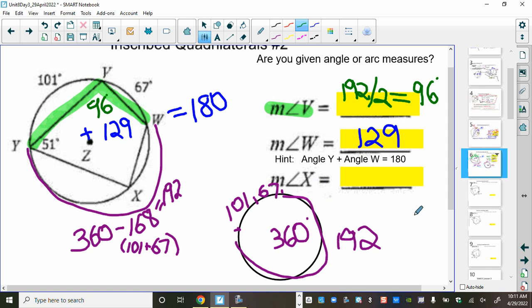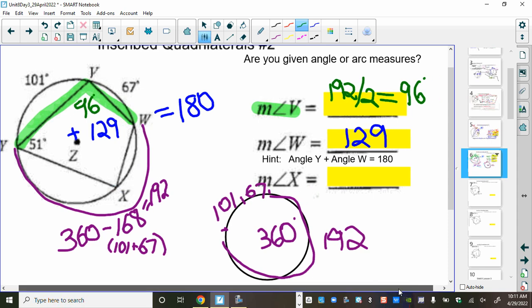Now to get angle X, which angle is opposite angle X? V. V and X are opposites. So that means 180 minus 96. Very good. And that's 84. Exactly. Well done.